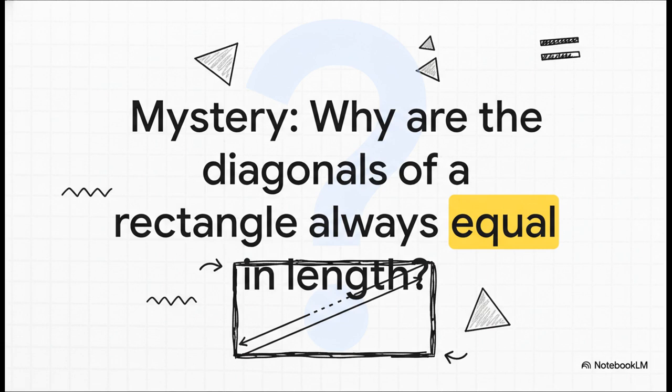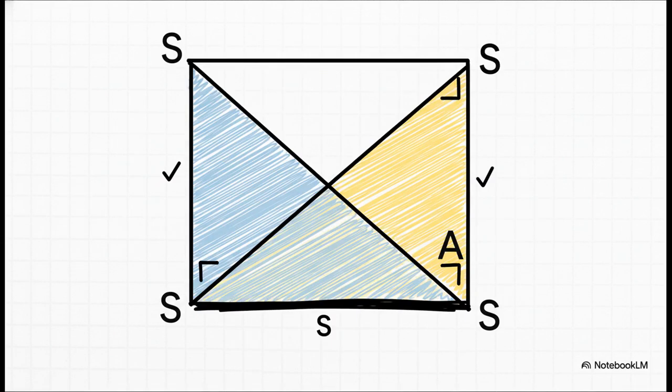But why? Let's not just accept it, let's prove it. Okay, to crack this, let's focus on the 2 big overlapping triangles that are created by the diagonals. First, we know a property of rectangles is that opposite sides are equal. So boom, that gives us one matching side.